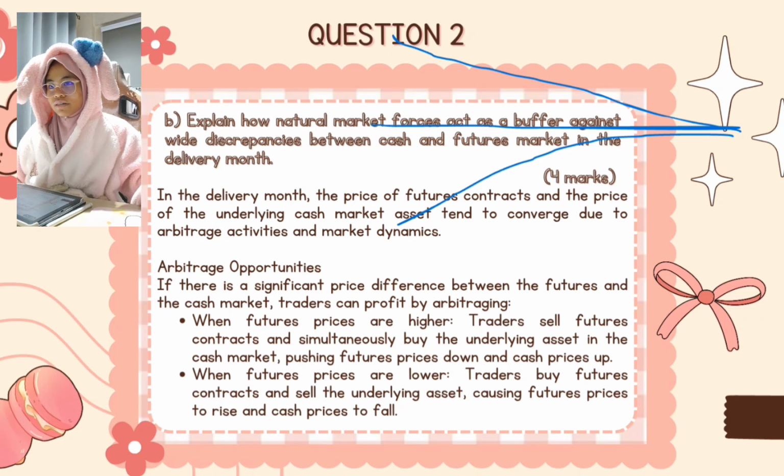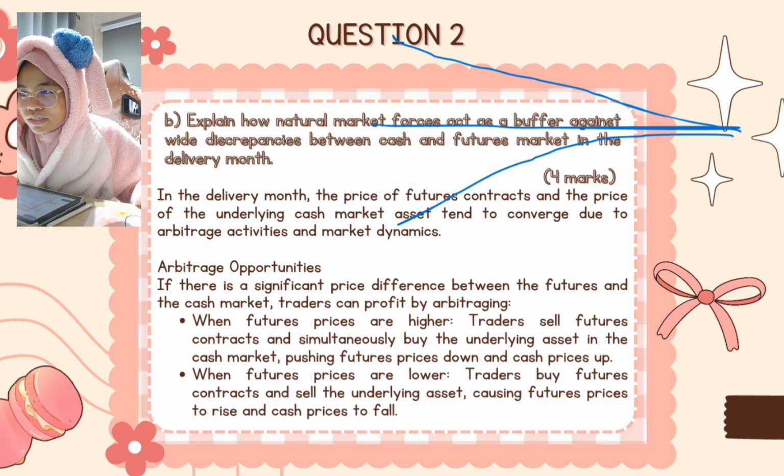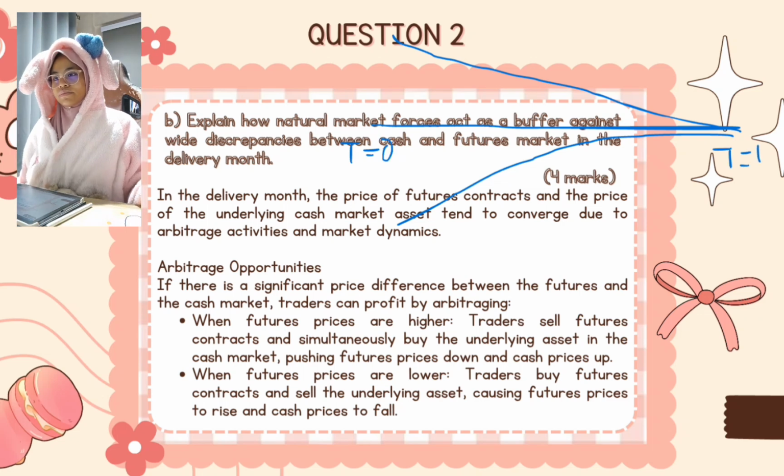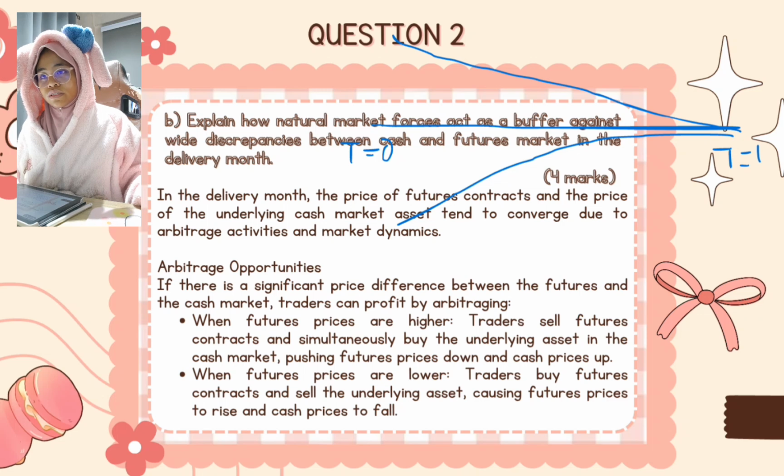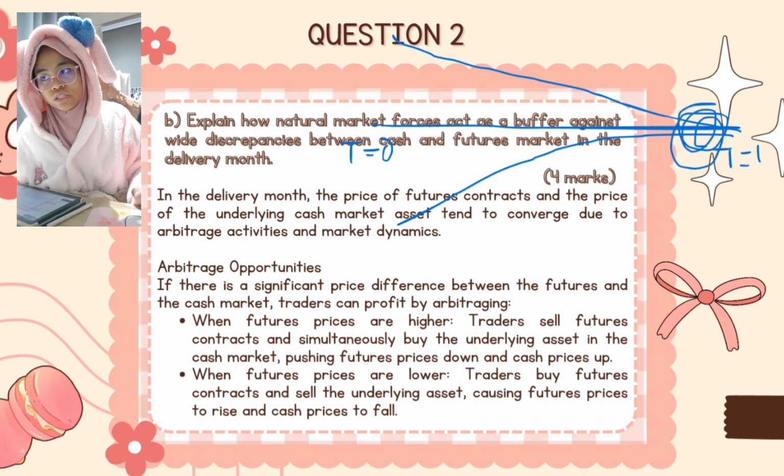Okay, I'm so sorry. Okay, so this one is T0, this one is T1. So the price of futures and the price of the underlying cash market tend to converge. So here, this is where the price will converge.